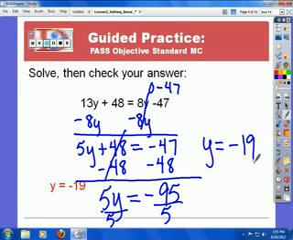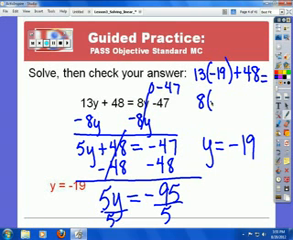Substitute negative 19 in for the y every place in the original equation to check your answer. So on the left side it would be 13 times negative 19 plus 48. On the right side it would be 8 times negative 19 minus 47. When you simplify the left side and the right side, you should get the same value.